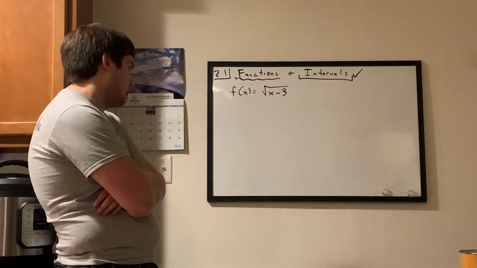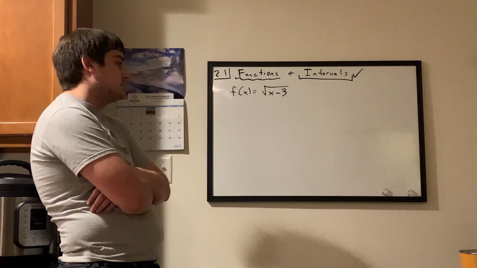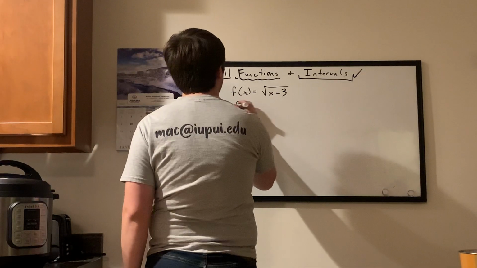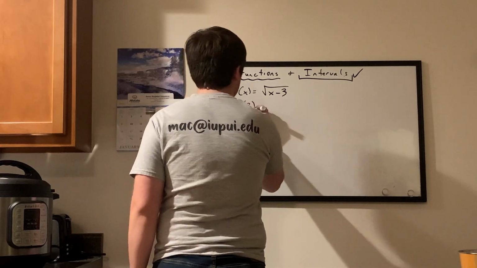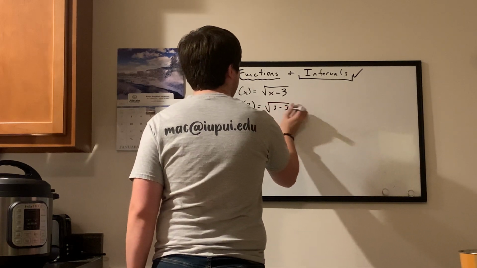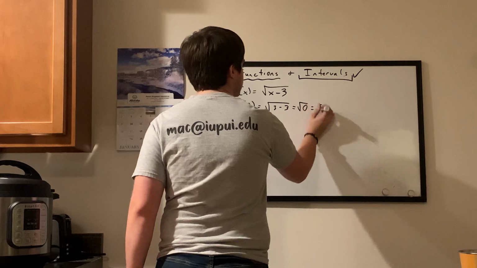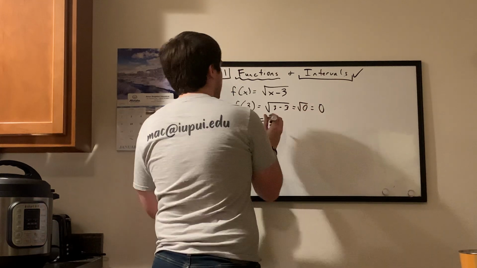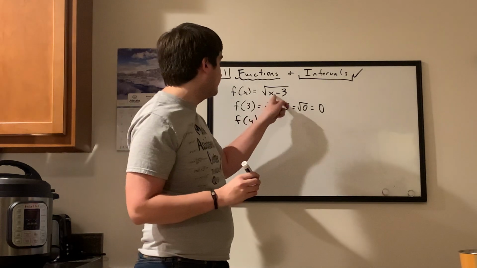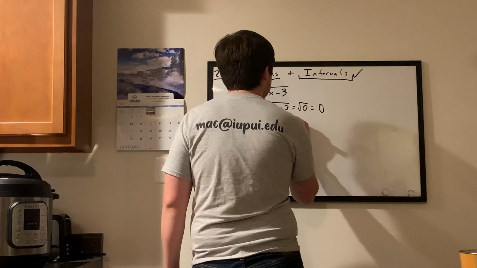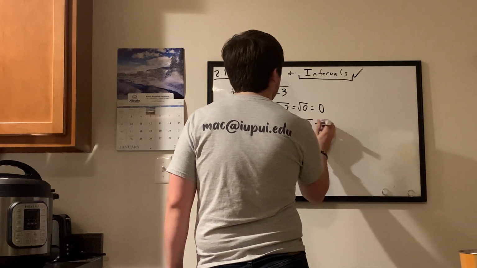Right? And I'm asked to figure out what is f of 3. Well, that would just be the square root of 3 minus 3, which is the square root of 0, which is simply 0. What if I want f of 4? Well, again, I take that 4 and I put it in for x, and so I'm going to get the square root of 4 minus 3, which is the square root of 1, which is 1.